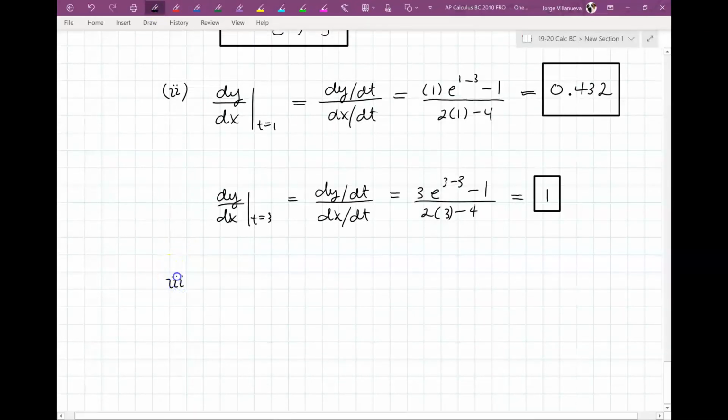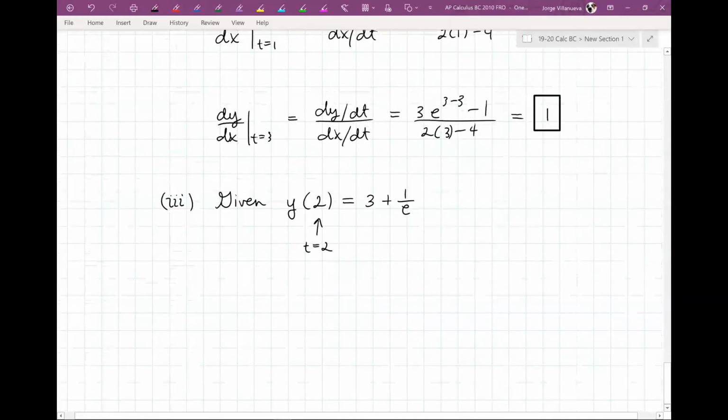Now, last part. It says the y-coordinate of the point, given that y of 2 is equal to 3 plus 1 over e. So they want to know, what is the y-coordinate when t equals 2? All right, this is my t value.